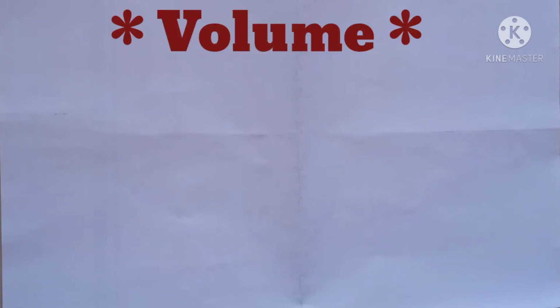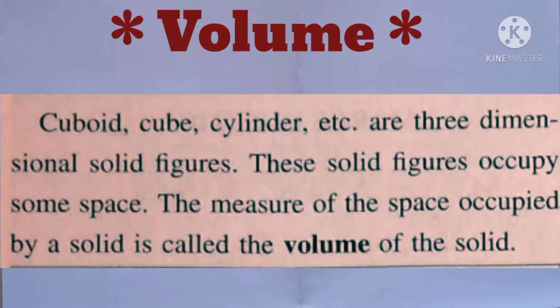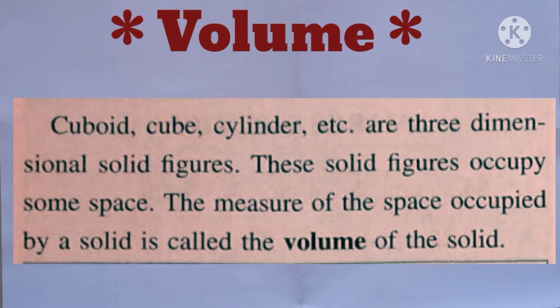Now students, without wasting our time, let's move towards the actual concept of today's video, that is volume of the solid things. Students, as we know that cuboid, cube, cylinder, etc. are the three-dimensional solid figures. These solid figures occupy some space. The measure of the space occupied by a solid is called the volume of the solid.